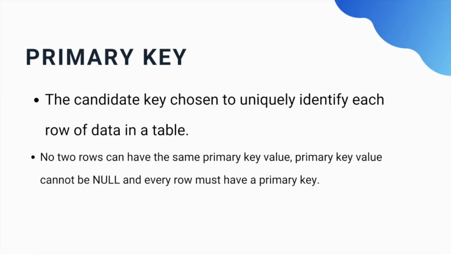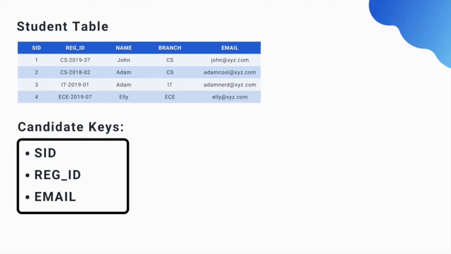A primary key is a candidate key which is used to uniquely identify every row of data in a table. Now you must be thinking that we have 3 candidate keys and all of them can do so. Well, in that case, you can make anyone a primary key. This is generally done by the database administrator to set a candidate key as a primary key.